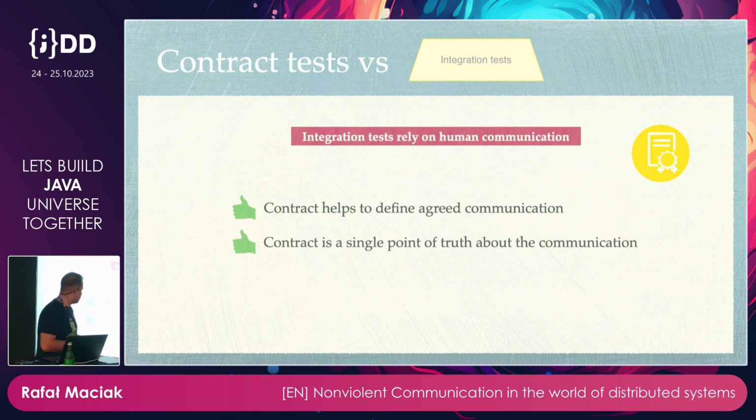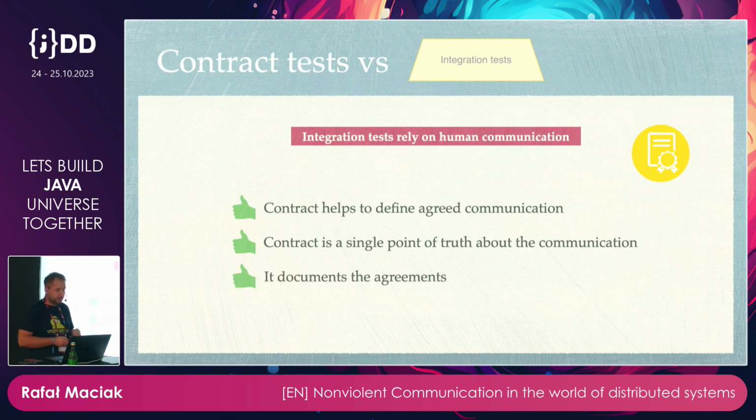Additionally, such a contract becomes a single point of truth about the communication, because as I said, the tests of the producer and consumer rely on this contract. It also documents the agreements very well. So after a couple of weeks or months, we can open the contracts and remind ourselves how our services communicate with other services maintained by other teams.